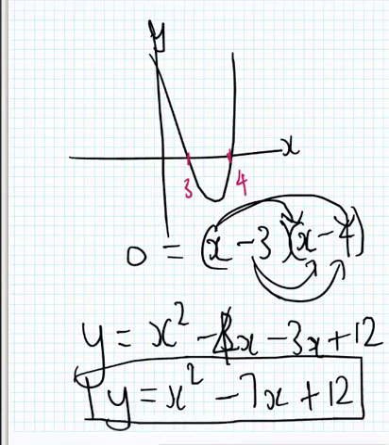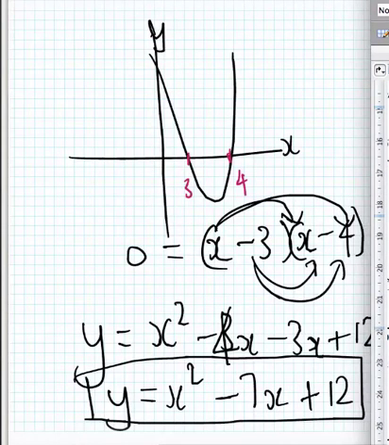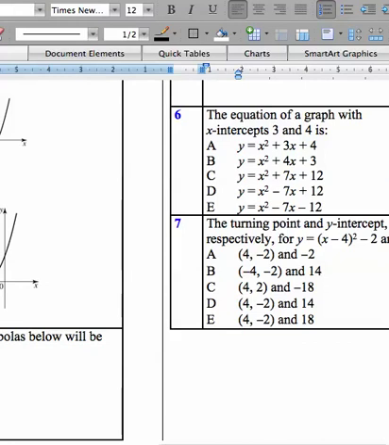Okay, and let's see if that's an option. So we've got x squared minus 7x plus 12. Where is it? X squared minus 7x plus 12. We can see that the answer is D.